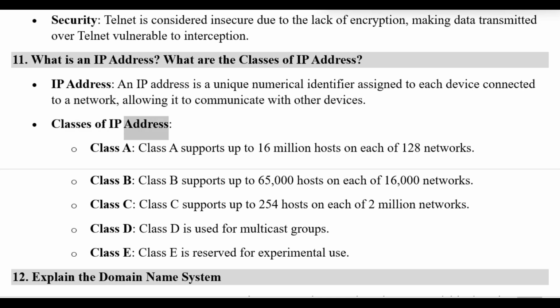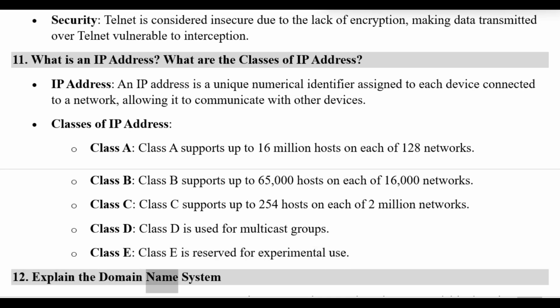Classes of IP address. Class A. Class A supports up to 16 million hosts on each of 128 networks. Class B. Class B supports up to 65,000 hosts on each of 16,000 networks. Class C. Class C supports up to 254 hosts on each of 2 million networks. Class D. Class D is used for multicast groups. Class E. Class E is reserved for experimental use.